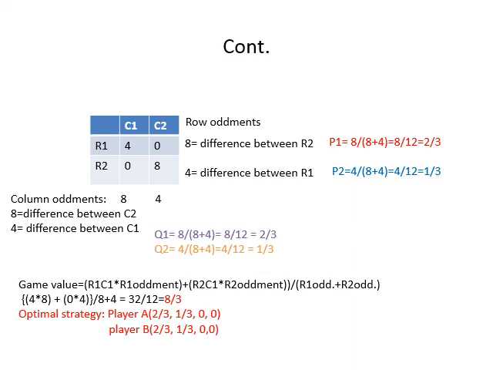For player B, he has 2 over 3 and a third: 2 over 3, third, 0, 0. This is the end of mixed strategy. If it requires dominance or the oddments method, the oddments method requires a 2 by 2 matrix.